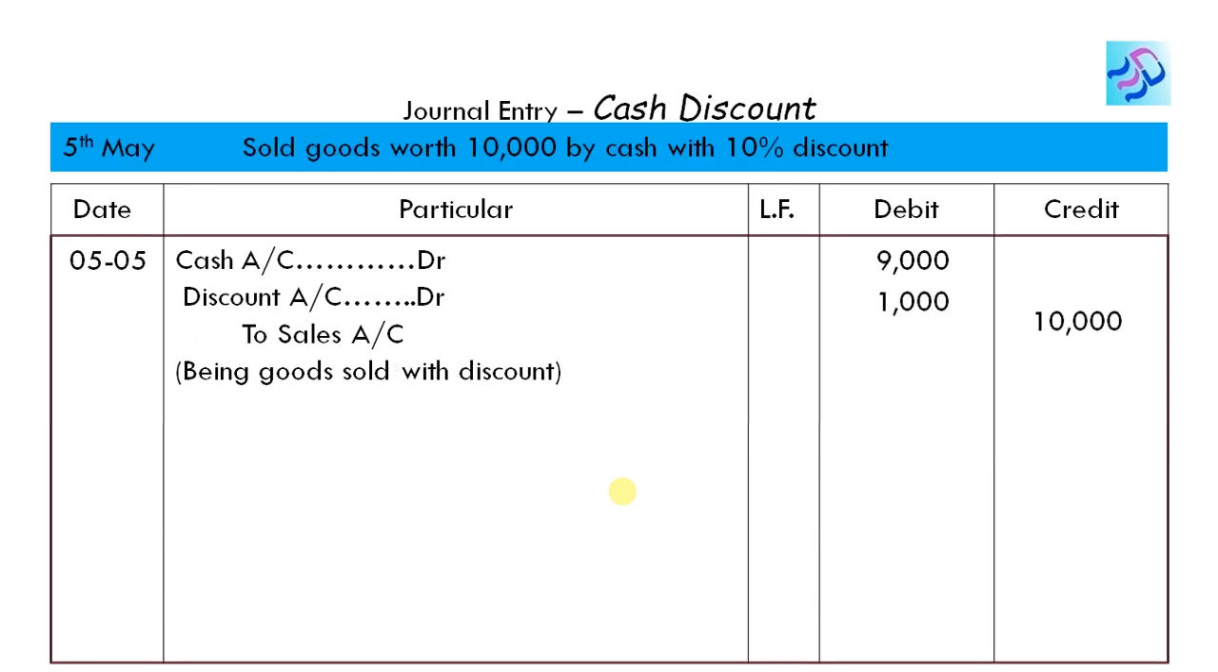For example, sold goods worth $10,000 by cash with 10% discount. In this case, we have sold goods and we have received cash, so cash goes on debit side. But we have not received cash of 10,000 in full. That is, we have provided our customer with 10% discount. So we have received only 9,000 in total, and the remaining 1,000 is a loss to us. So discount account debit of $1,000 to sales account of $10,000.